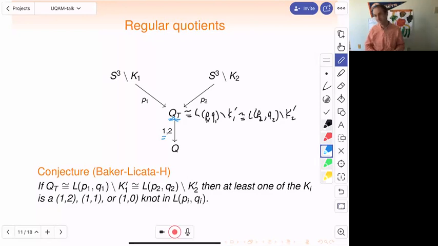Although, relatedly, you could ask if you have a 1-2 knot in a lens space and it admits an S3 filling, does that necessarily mean that it's a Berge knot, so that you can also realize that 1-2 knot as a 1-1 knot somehow? So that gives you a way of attacking and thinking about possible counterexamples for the Berge conjecture.